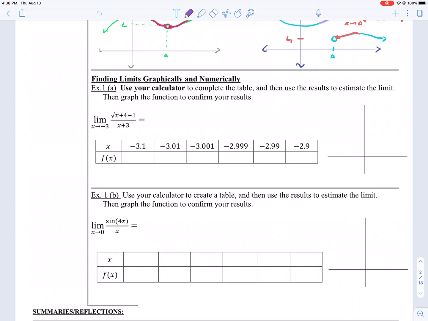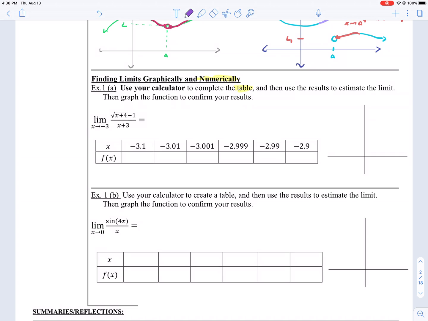When we evaluate limits, we can evaluate limits graphically by just looking at the graph. We can also evaluate them numerically or tabularly. These are basically synonyms for us. When we think about numerically analyzing something, we think about looking at the numbers. So we're going to be looking at a table. Now, why would we need to do that?